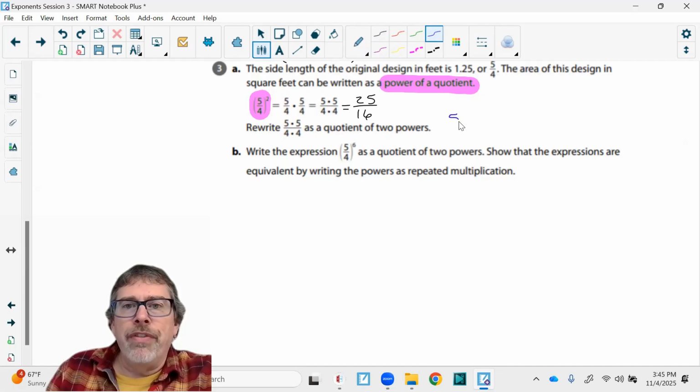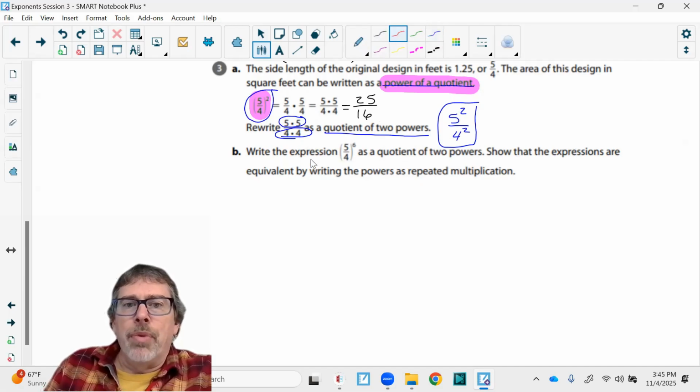So that's going to be 5, and so there's a power here. 5 times itself is 5 squared, and 4 times itself is 4 squared. So this is a quotient of two powers, just like this was. Okay, see how it says it?